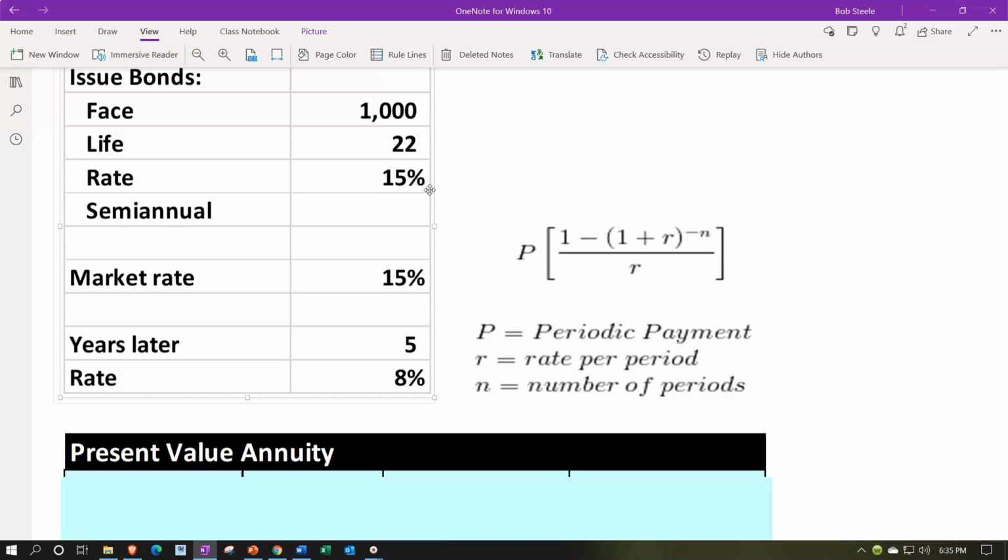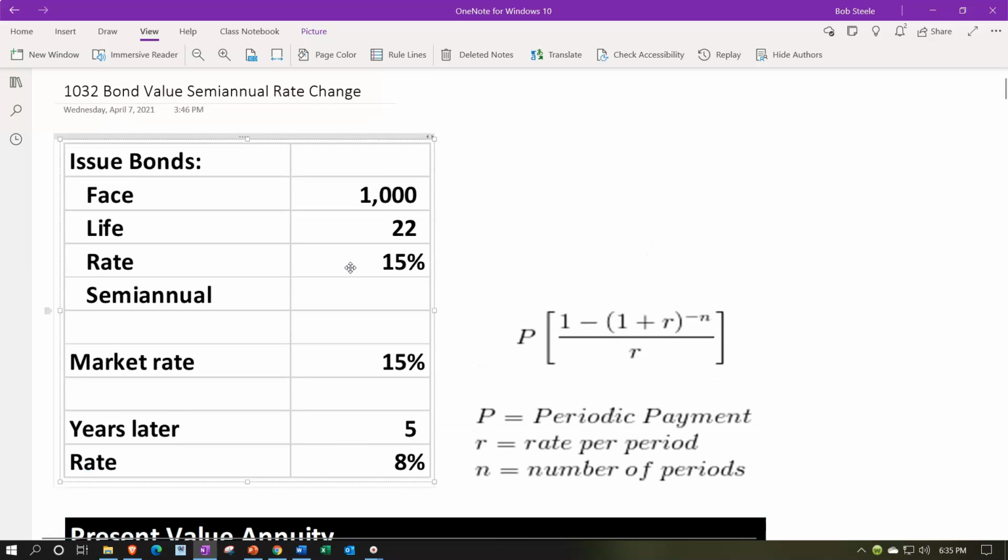Okay, so first we'll do the present value using the 15% and the 15%, the rate on the bond being the same as the market rate, semi-annual payments here. So what's on the bond? We have the face value 1,000. Life, we're saying this is in years, 22, and the rate's going to be 15% semi-annual. The market rate, because this is going to be the same point in time that we issue, we're going to say is also the 15%.